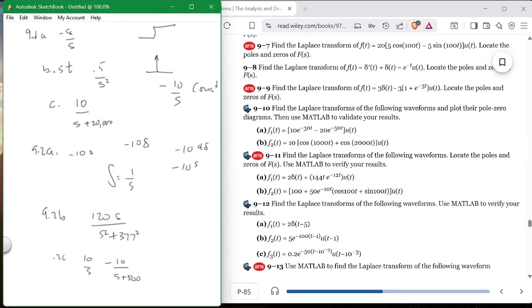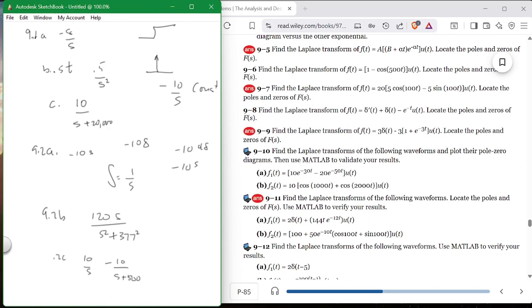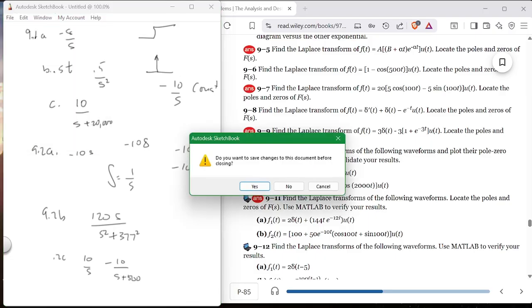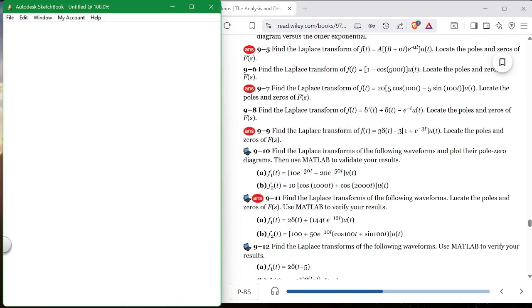Okay. Find the Laplace transform of this. So this is going the other way. What this was doing was going from the time domain to the, oh, this is the same thing. This is more of the same thing. So let's just keep going. Number 6. Luke, number 6. 1 minus cosine of 500t.